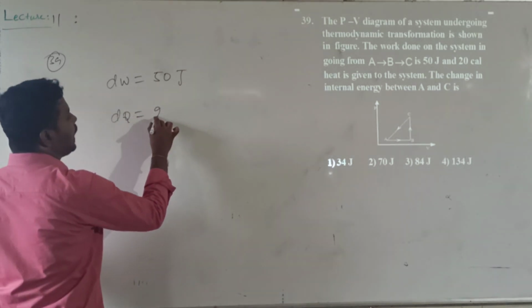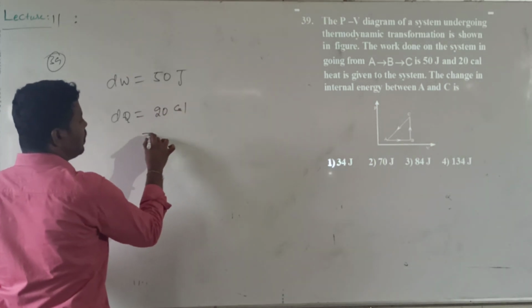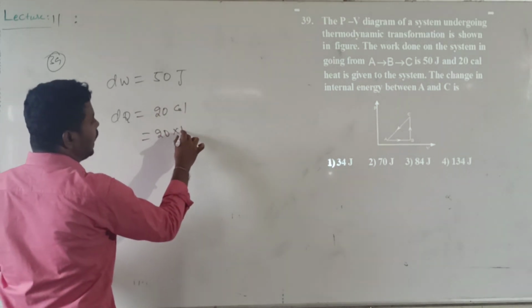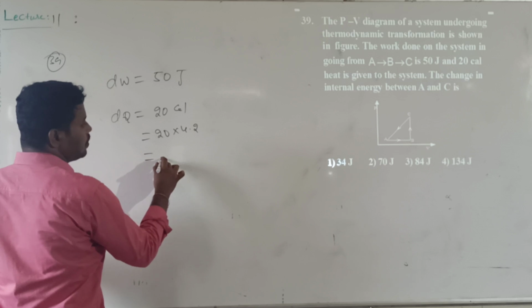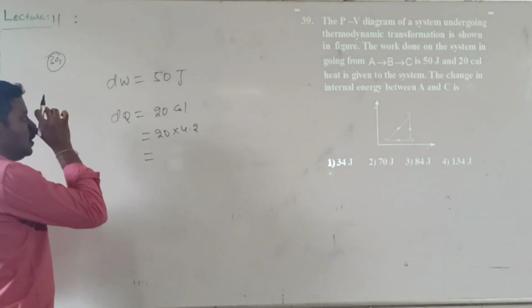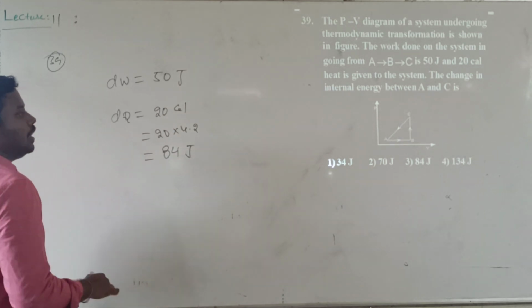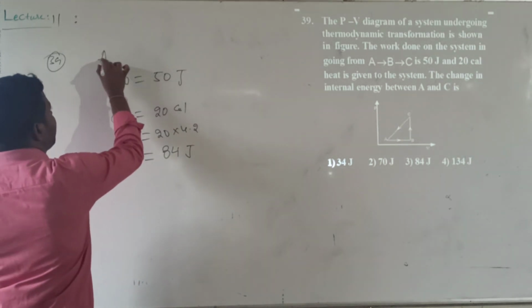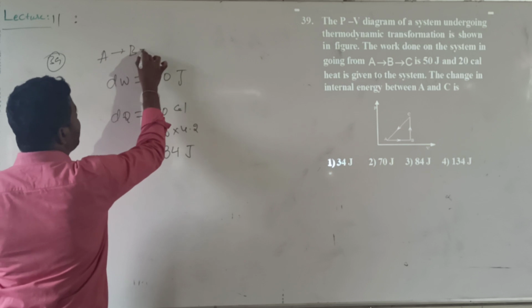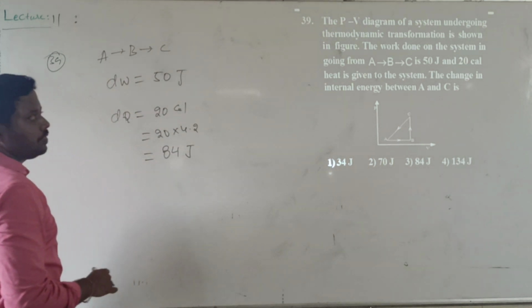So dQ value is 20 calories. 20 into 1 calorie, 4.2 joules. So what will I get? 20 into 4.2 is 84 joules. This is from where to where? For A to B, not for the complete cycle. A to B, then B to C.